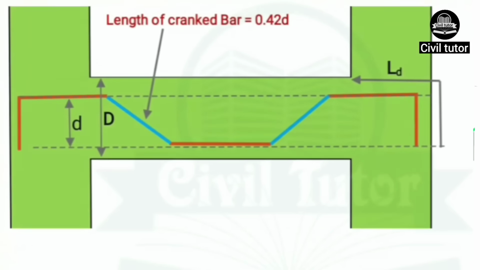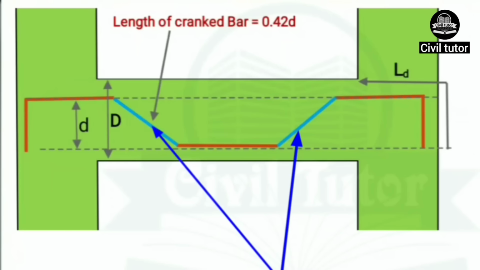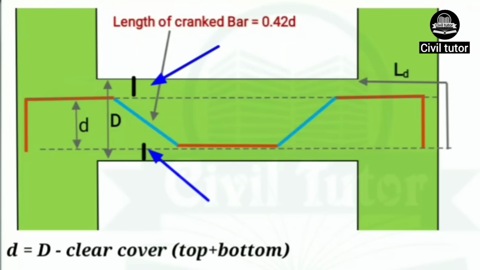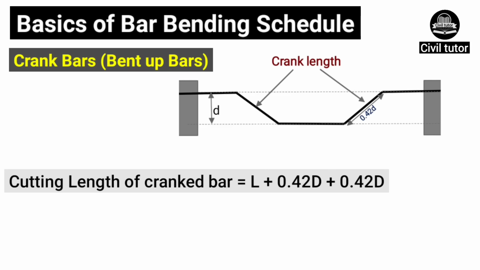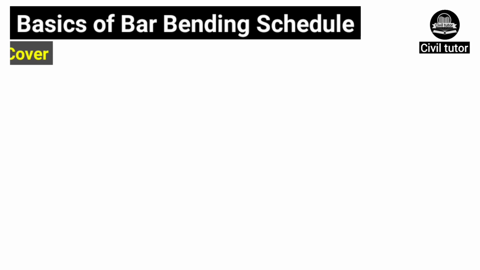For illustration, I have created a detailed section for a bent up bar, as you can clearly visualize from this picture. This inclined length is known as crank length and is equal to 0.42D. This D is equal to slab or beam thickness minus top and bottom cover. The cutting length of cranked bar is equal to span L plus 2 times crank length, that is 0.42D plus 0.42D.